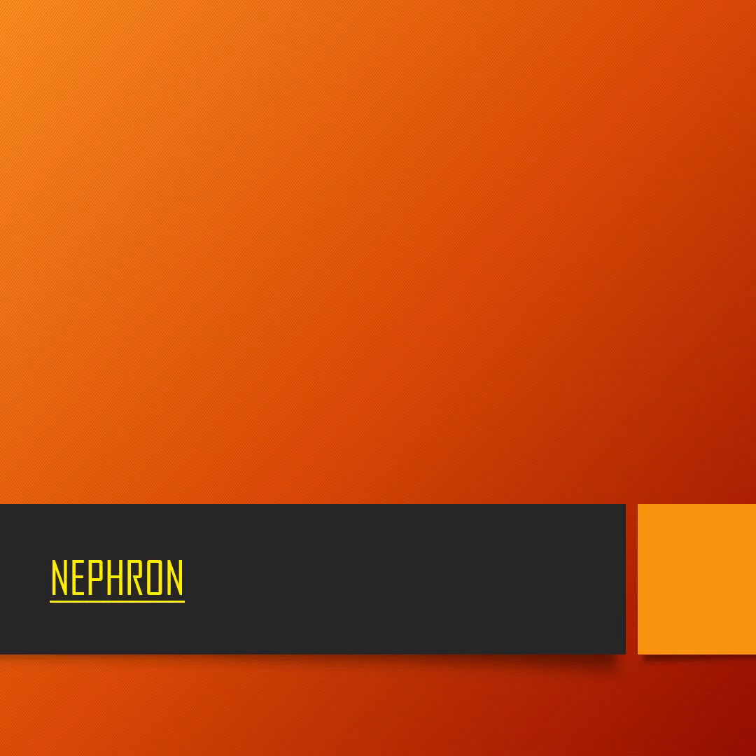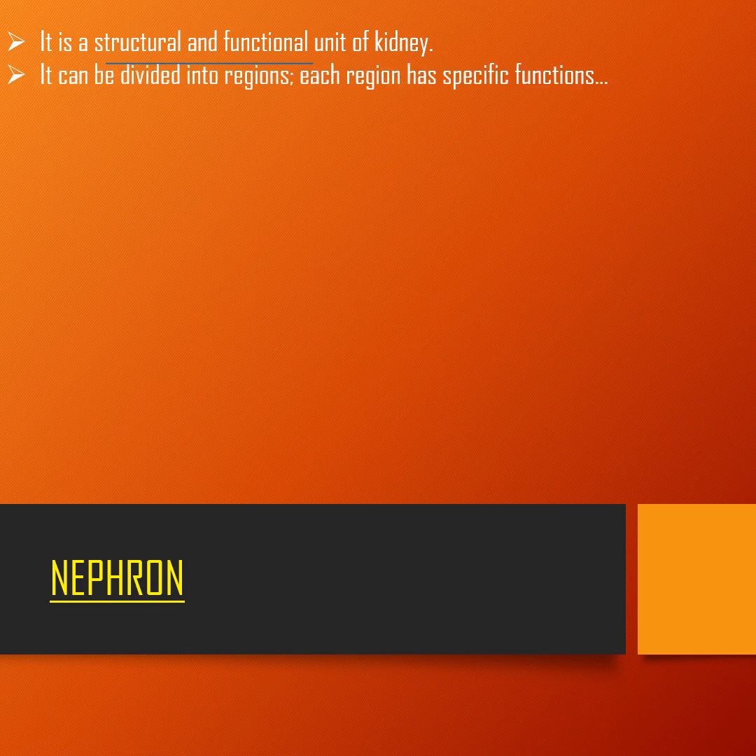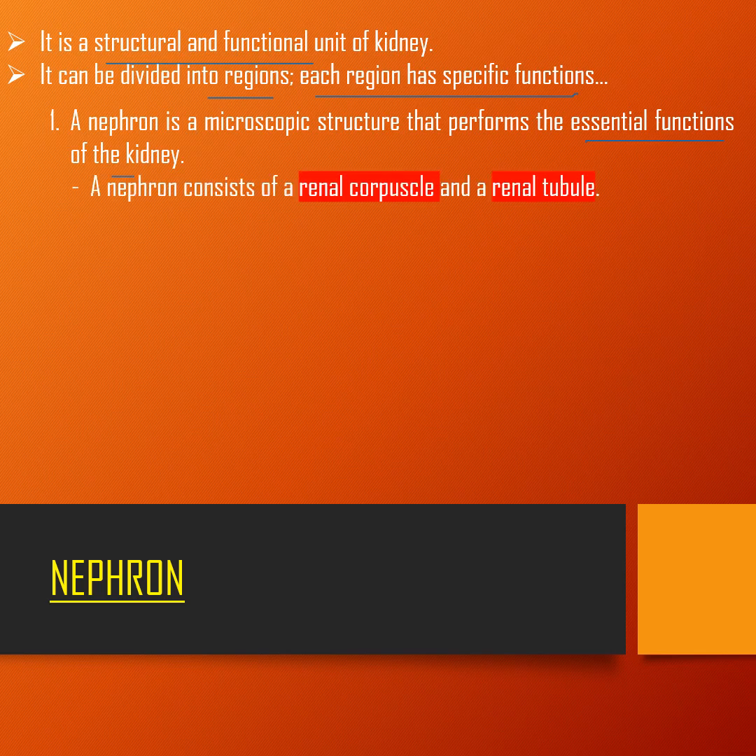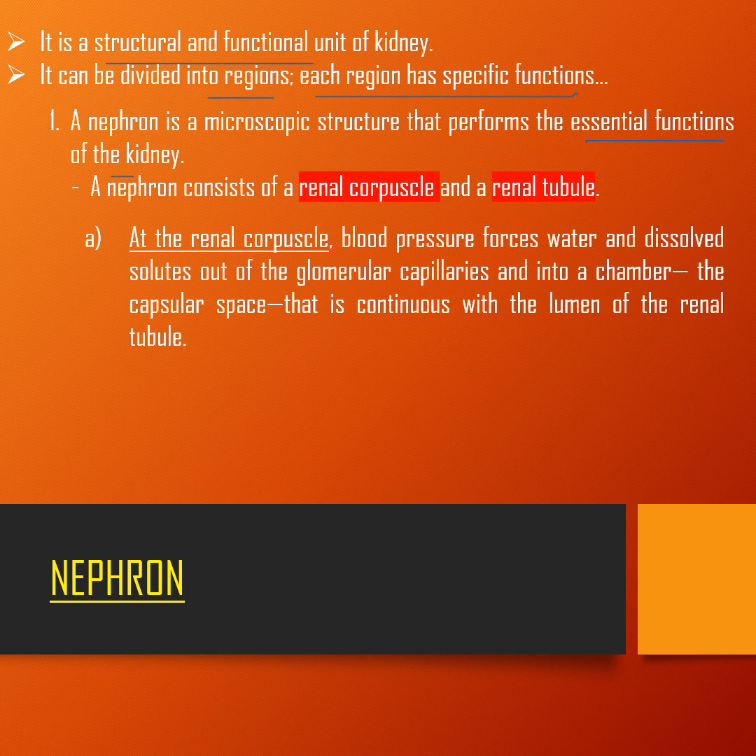Nephron: it is the structural and functional unit of the kidney. It can be divided into regions, and each region has specific functions. A nephron is a microscopic structure that performs essential functions of the kidney. A nephron consists of a renal corpuscle and the renal tubules.